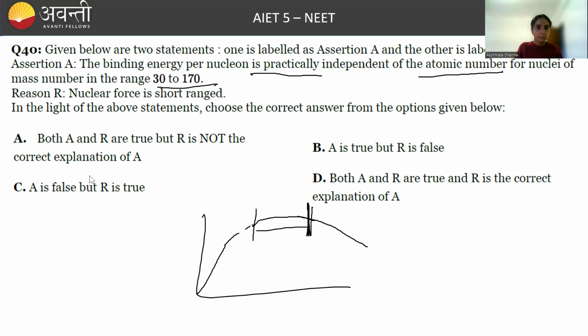Nuclear force saturated means, see, the first assertion is correct. In this region between 30 to 170, binding energy is practically independent of atomic number because it seems almost constant. It is looking constant, meaning independent of all the factors. Now reason: nuclear force is short ranged. Yes. Why is it happening? Because as the mass is increasing, the size of the atom is increasing, but the nuclear force operates only to a certain extent, up to a certain number of femtometers. So whatever nucleons are within this region, nuclear force is operating.